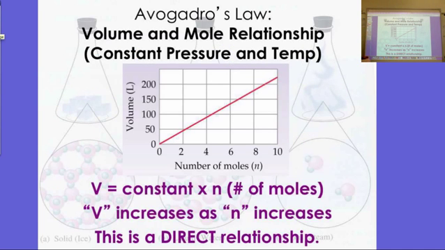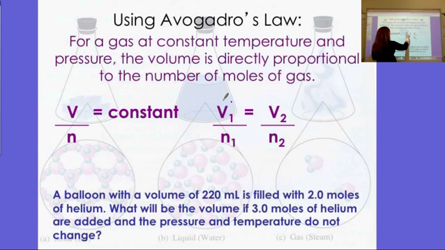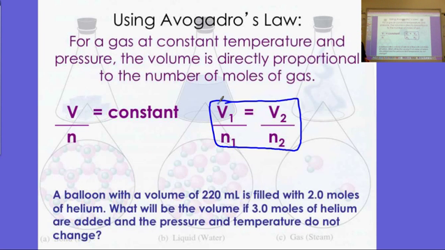Okay? How are we going to use this? Nice linear relationship. Again, it's direct. As you add more moles, your volume is going to increase. Direct relationship, V equals a constant times N, or rise over run, volume over moles equals a constant. So we have 3 direct relationships and only 1, Boyle's law, that was inverse. The equation looks like this: V1 over N1 equals V2 over N2.